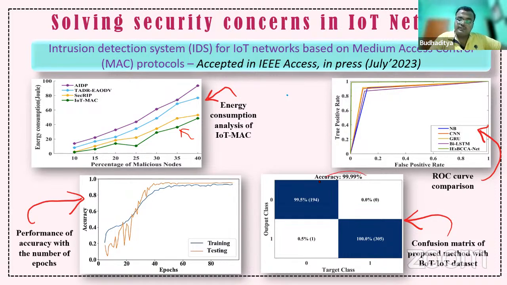Also, if you observe here, the true positive rate and the confusion matrix show that for the particular botnet data set and the algorithm that we have proposed, we are getting an accuracy of almost 99% in intrusion detection, detecting the malicious nodes from the non-malicious nodes.